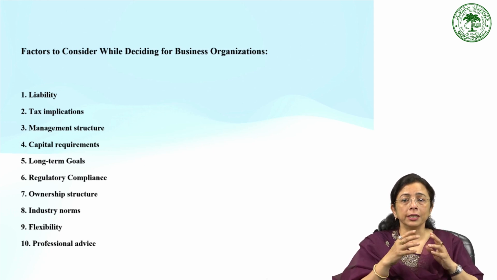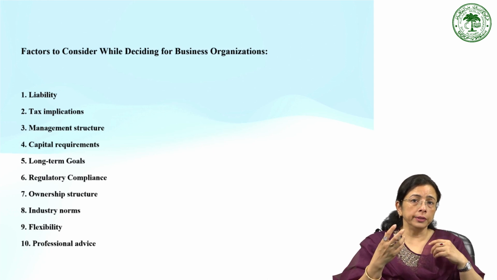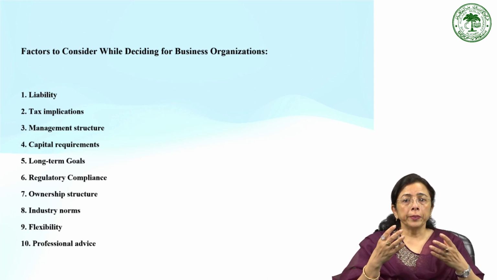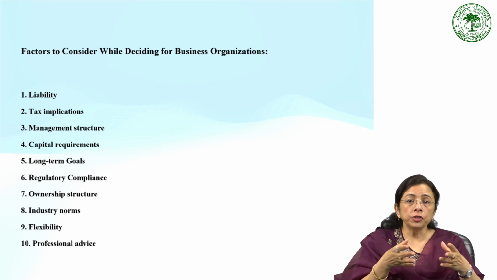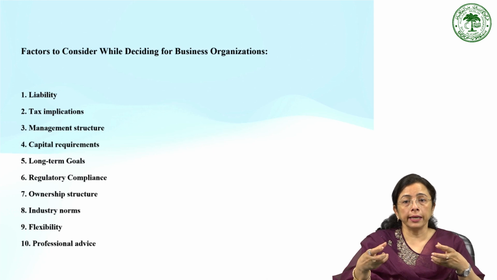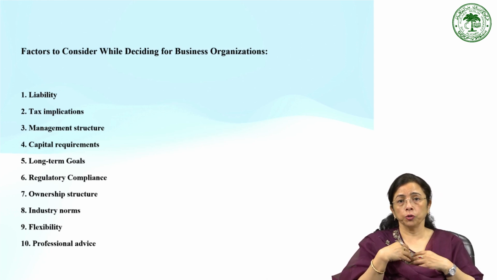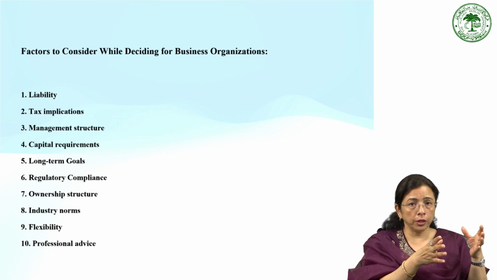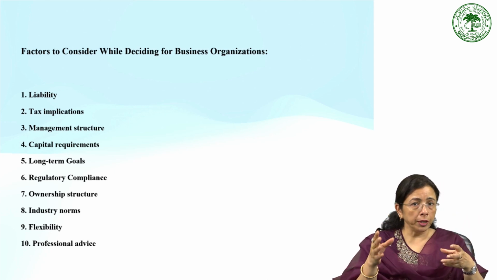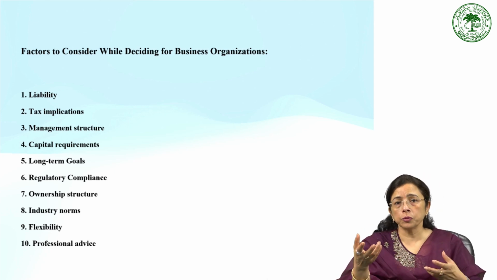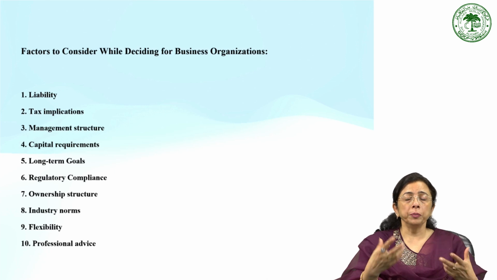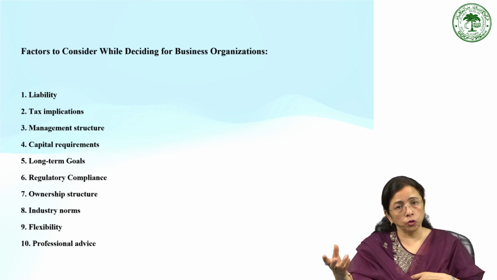We also have to determine how we want to run the business. Sole proprietorship and partnership provide more direct control, whereas a corporation requires a board of directors and officials. So what kind of structure do I want? If I think I should be taking the decision myself, I should be the only boss, then maybe I go for a sole proprietorship. If I don't want to take all the risk and responsibility myself, and I would like to have competent people to partner with me, then maybe I can go for a partnership.